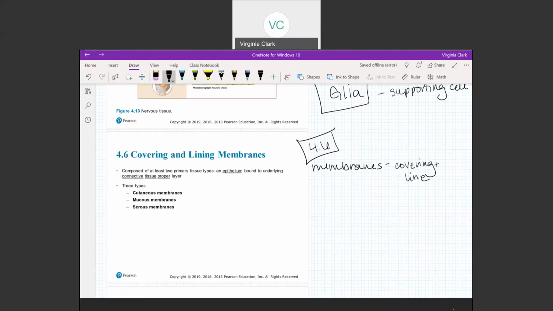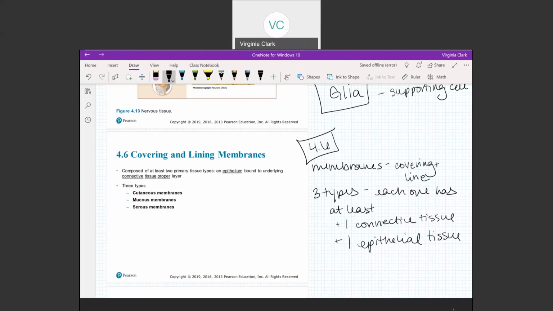So there are going to be three types of membrane, and each one is going to have at least one connective tissue type and one epithelial tissue type. So when we put these two together, we're going to make a membrane. So as we go, we're going to talk about these terms of connective tissue and epithelial, but just to bring up, that's what we're going to be doing.